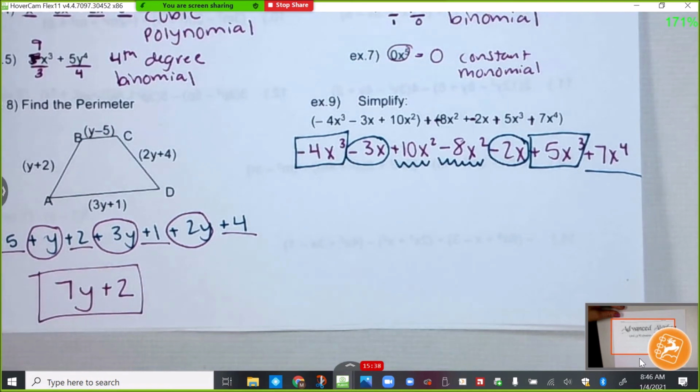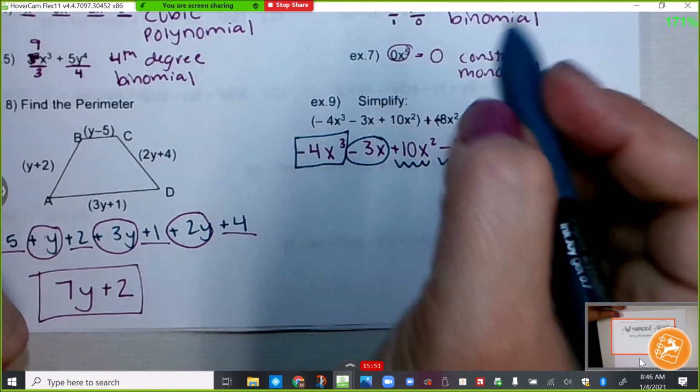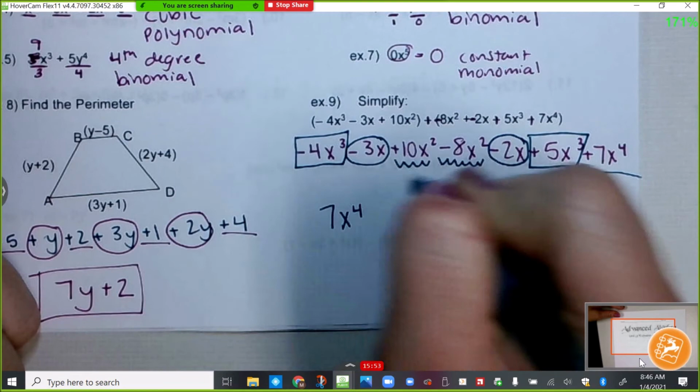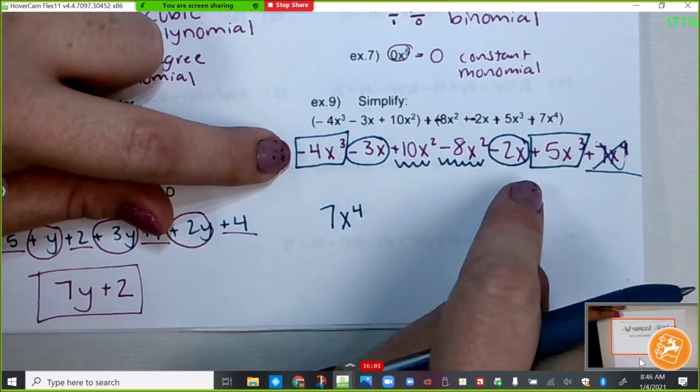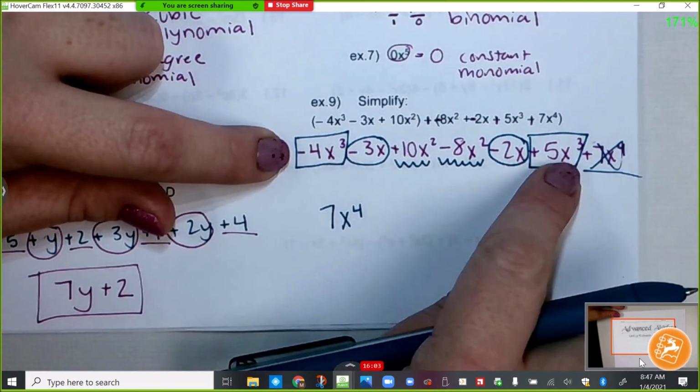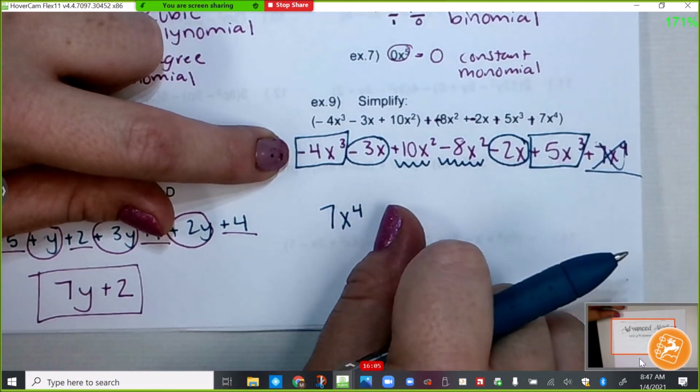Now, when doing these and combining, to do it proper, the highest degree goes first. So what has the highest degree? Yeah, it's 4. So 7x to the 4th power goes first. And if you need to cross it out when you've used it, cross it out. What goes next? To the 3rd power. So what's negative 4x cubed plus 5x cubed? 1x cubed. Do I have to put that 1?